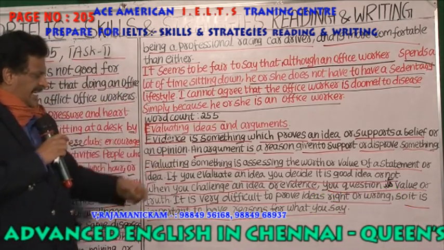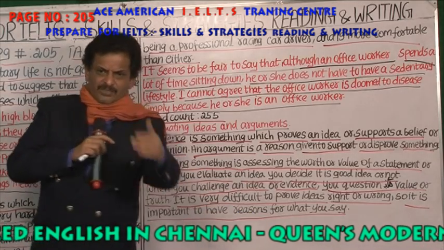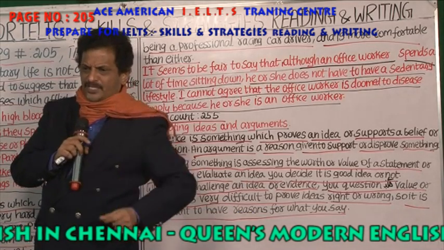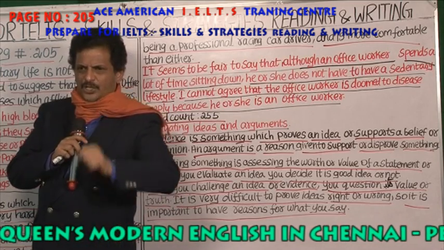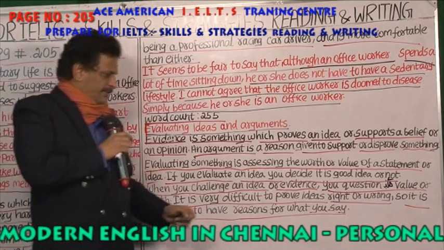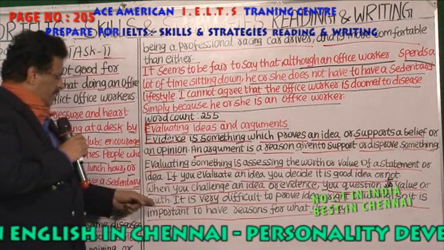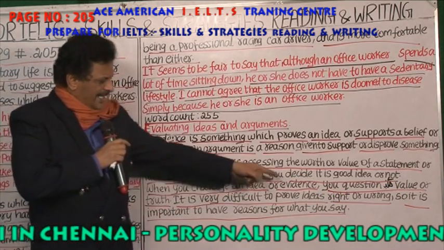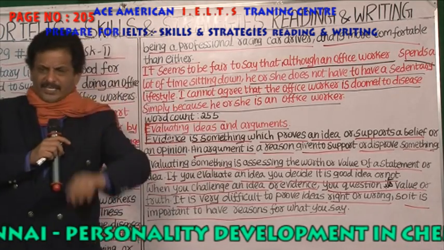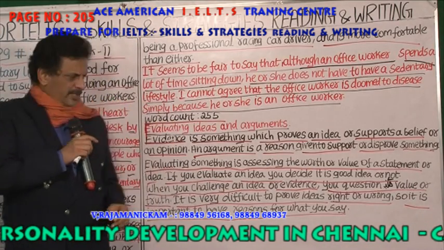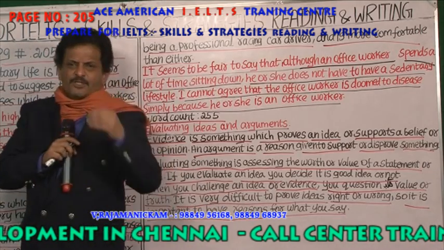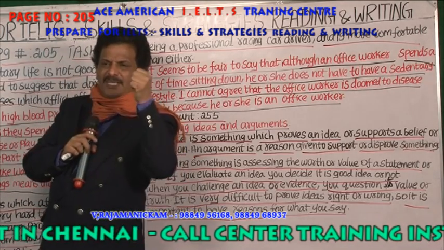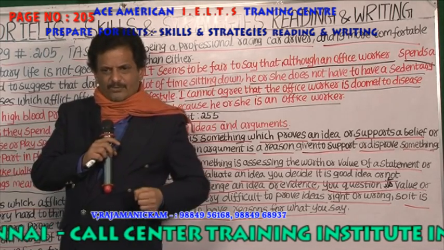When I challenge an idea or evidence, he gives a proof. I challenge his proof. No, it is wrong. What you have given as proof is wrong. I challenge your idea and challenge your proof. You question his value or truth. It is very difficult to prove ideas right or wrong. It is very difficult, sir, to prove whether the idea is right or wrong. So it is important to have reasons for what you say. Whatever you say, there should be a reason. Able to understand what I am telling?